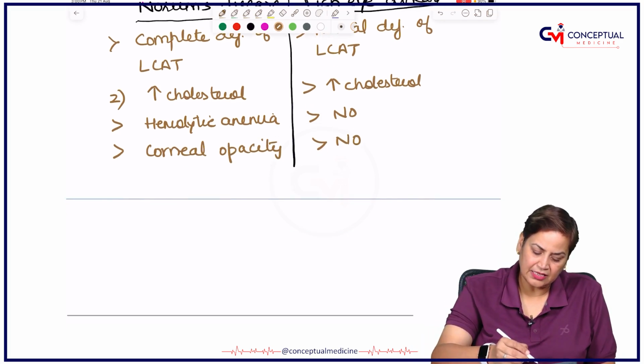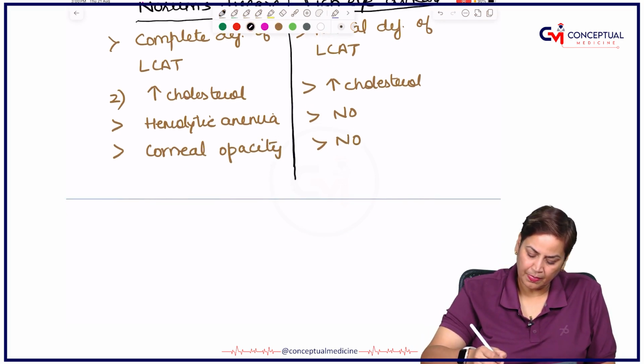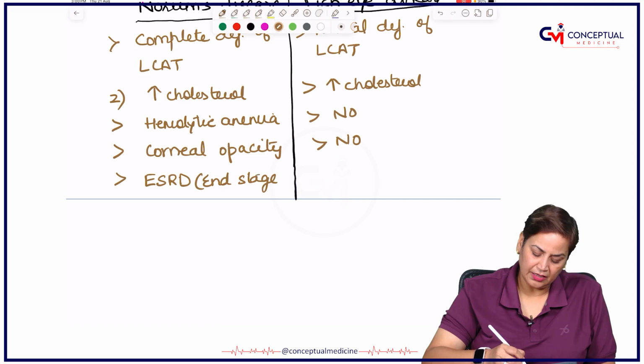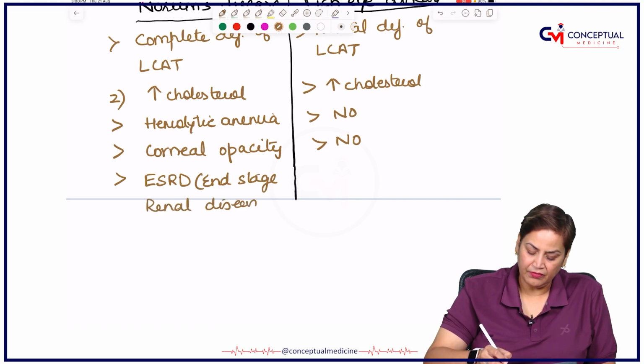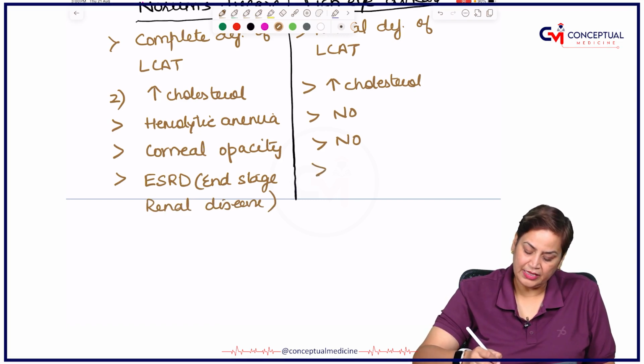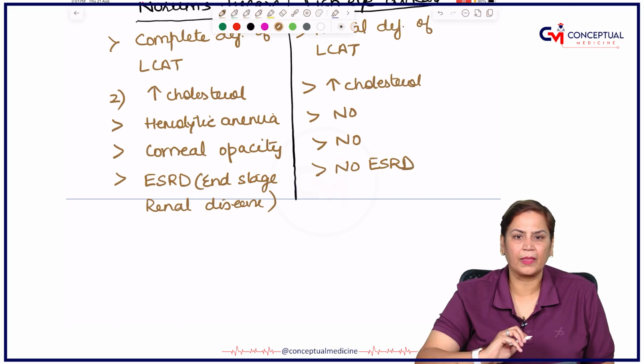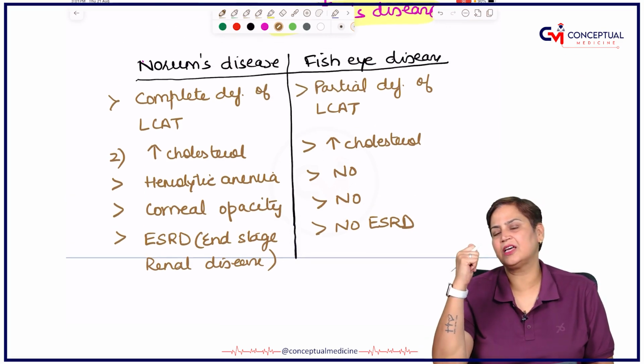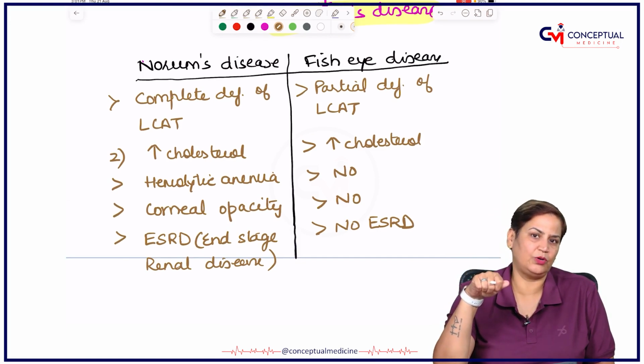And then the last difference is Norum's disease can lead to ESRD, end stage renal disease, whereas in this no ESRD is there. Right? So these are the differences, and this is how cholesterol is transported.